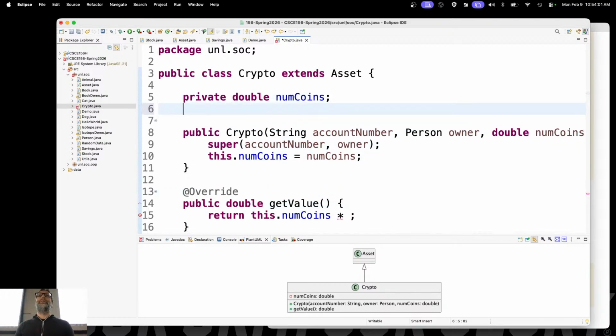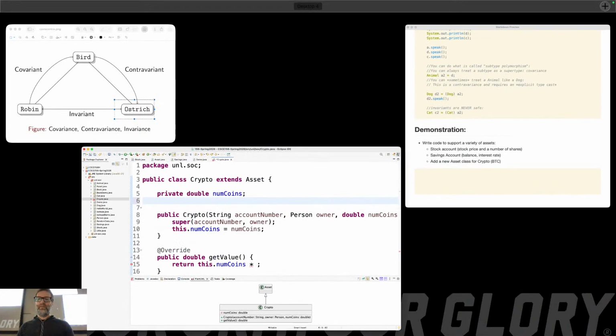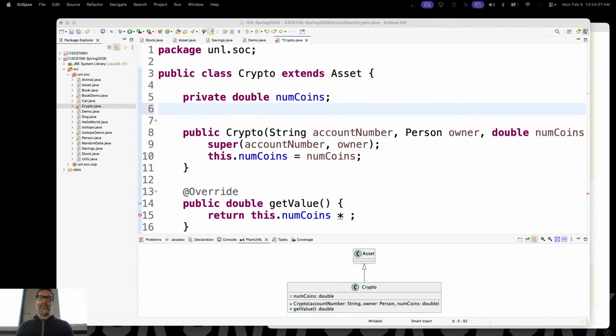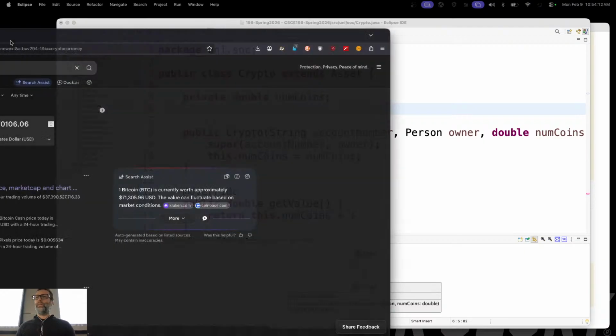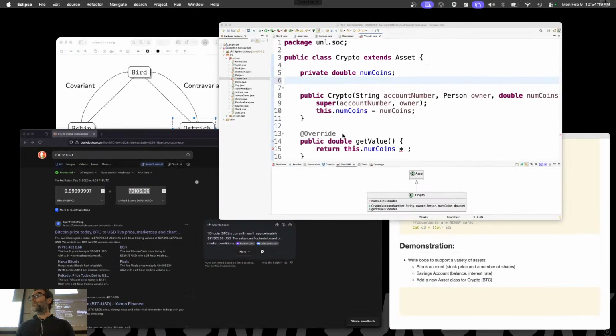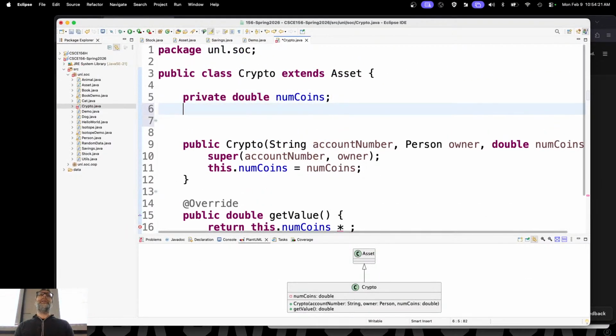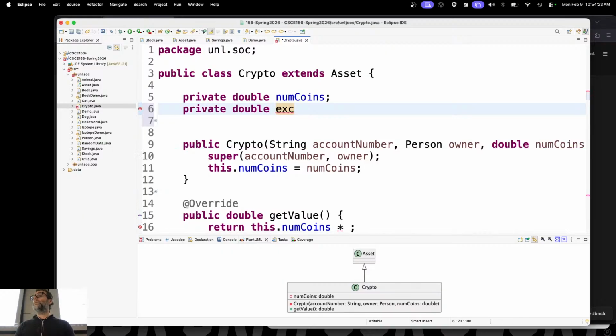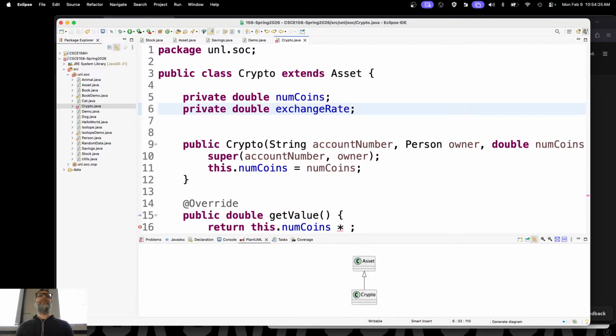Nobody knows? Several $100,000, is it? What is it? Let's look it up. BTC to USD. USD is US dollar. So, not several hundred. So $70,000 it looks like, right? All right, well, that means that I need some more state here. Private double exchange rate. I should have done that to begin with.